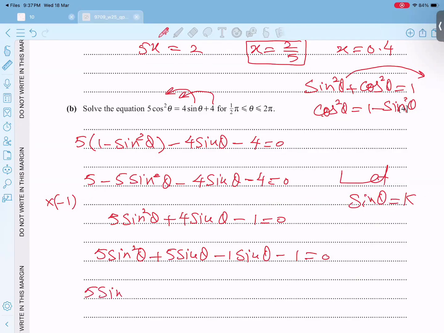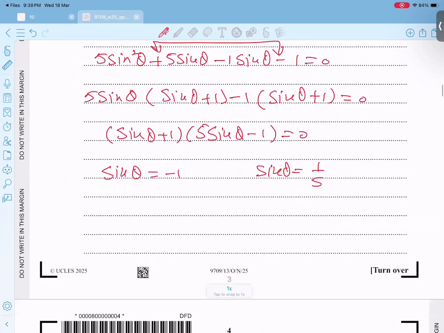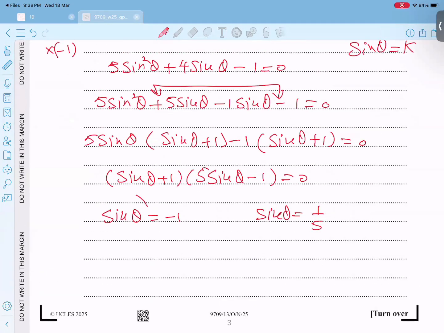So from both values, 5 sine theta common, I get sine theta plus 1, and from here, because these signs are not the same, different, I must take negative common, and negative 1 and sine theta plus 1. So factorization is done. Taking the matching factor common, I get sine theta plus 1 and 5 sine theta minus 1 is equal to 0. I got two answers. If I bring this 0, I get negative 1, and from here sine theta is equal to positive 1 over 5.